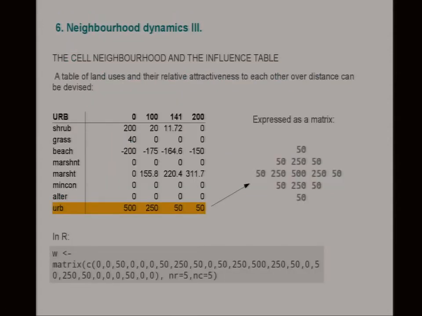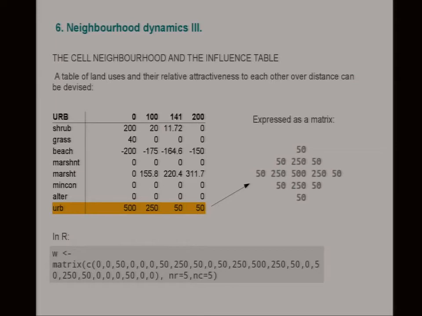Well, this is the cell neighbourhood and the influence table. Basically here we've got our distances, 0 to 200, quite a small neighbourhood, and we've got the attractiveness of urban to these other classes. And in particular, I've highlighted in orange urban because I'm only going to talk about urban today in our model. So this is the attraction of urban to urban.